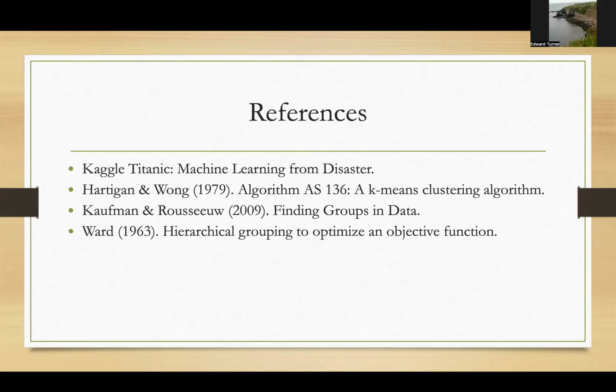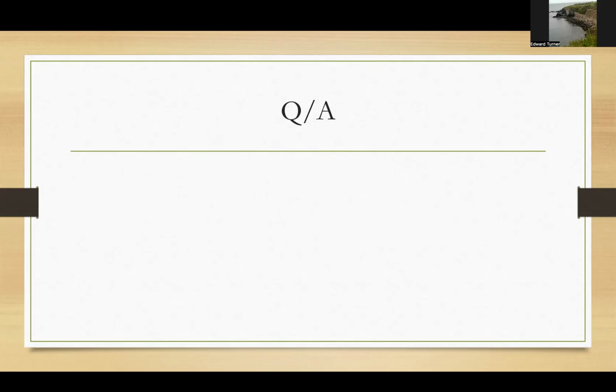These are the references I used against the Kaggle Titanic data set. You also have a couple of different sources that I used for clustering, finding different groups in the data, and also ways to group to optimize objective functions. So these are all additional references that I've read and considered throughout my analysis.